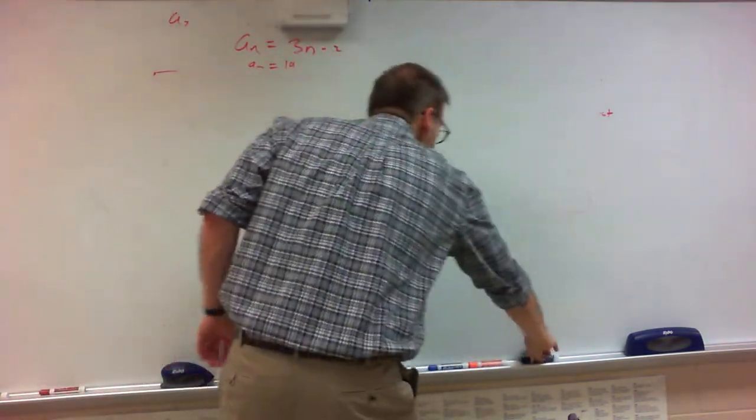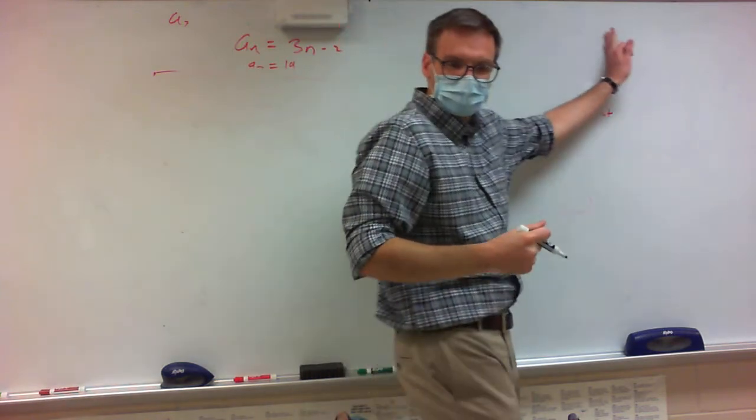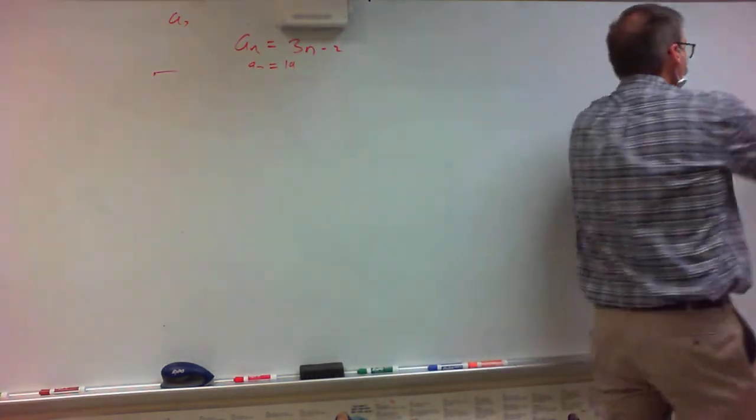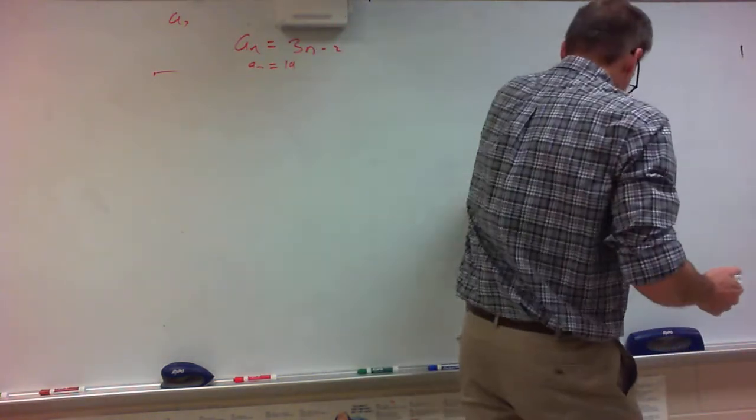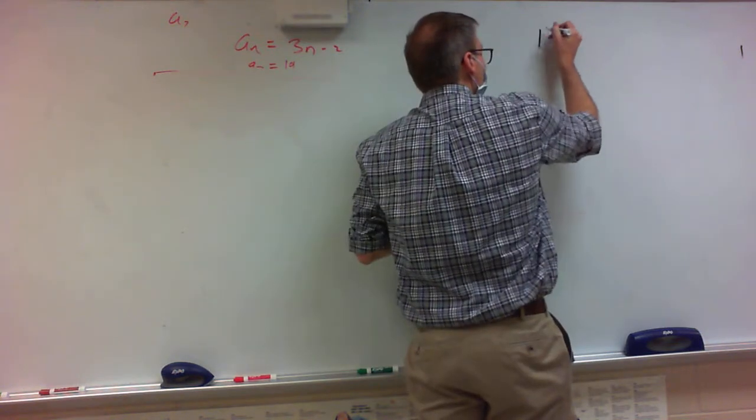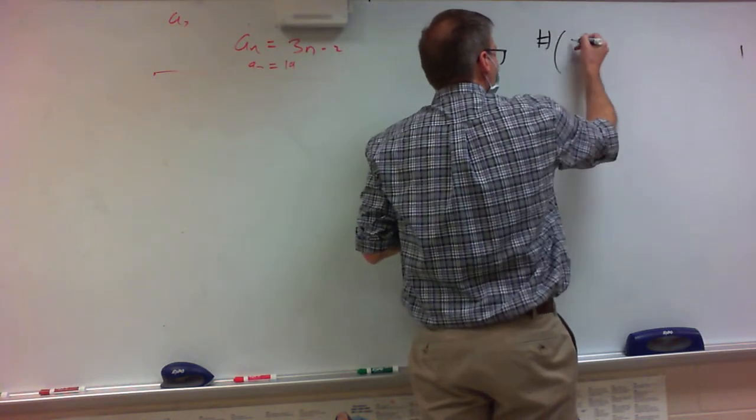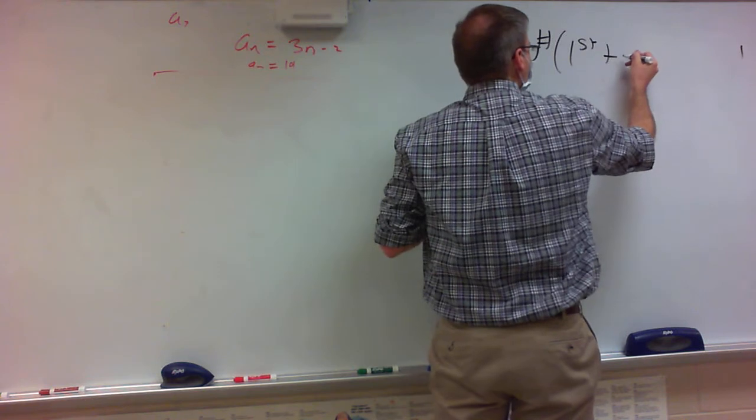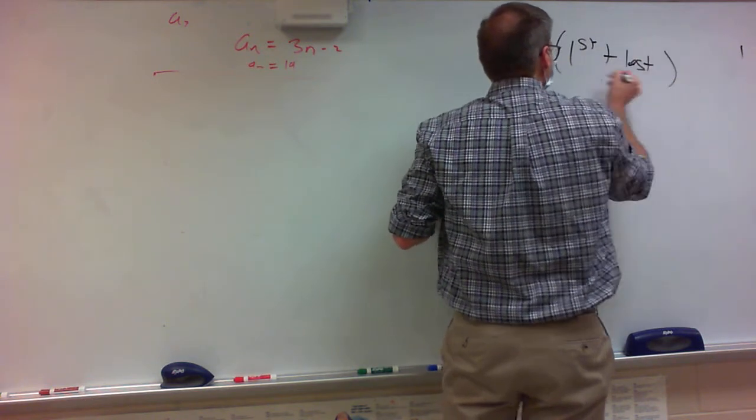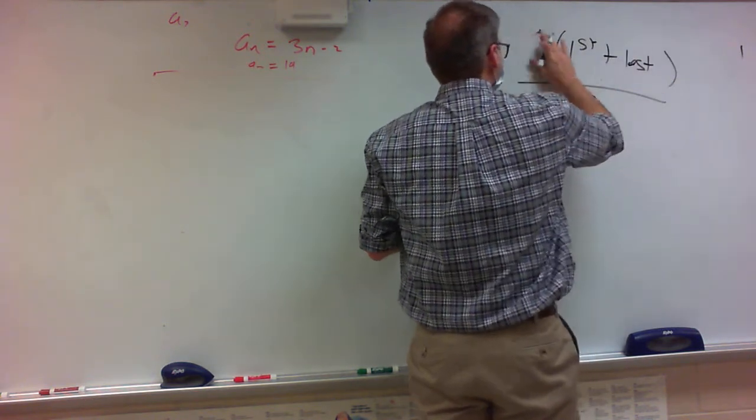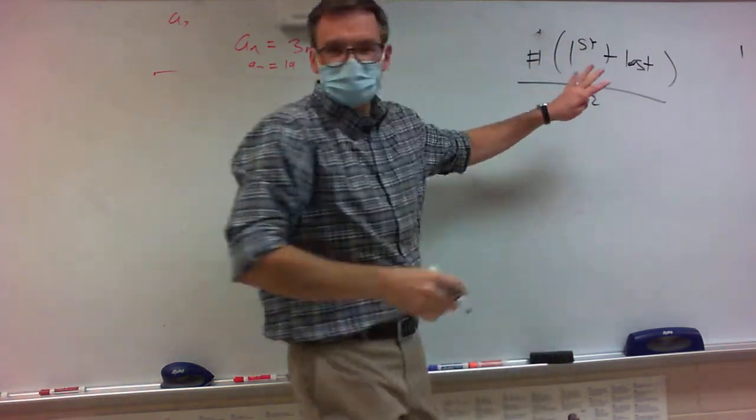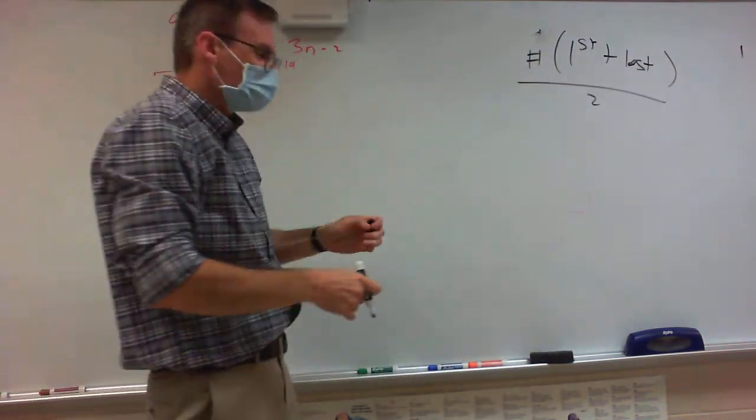And just so I have board space, how far do I go? Wow, I can go all the way over there. Good. So I'm going to write my translated version: number of terms, first term plus last term, all over 2. That's our translated version. That's what we're going to use in class.